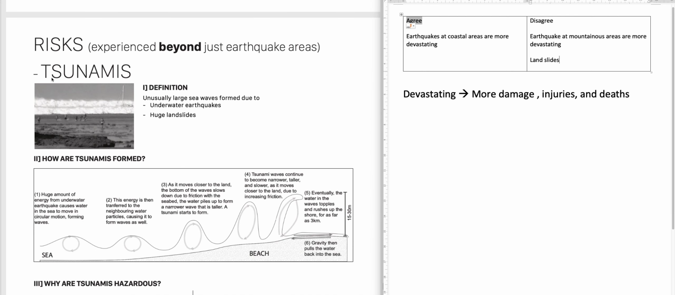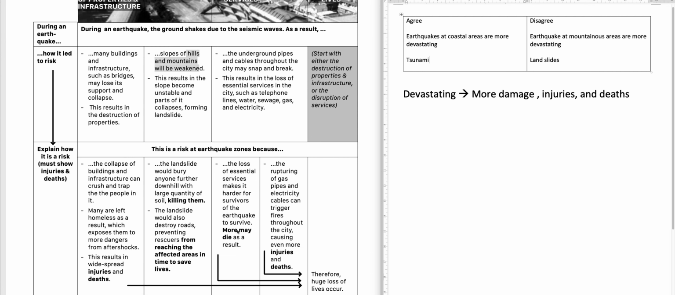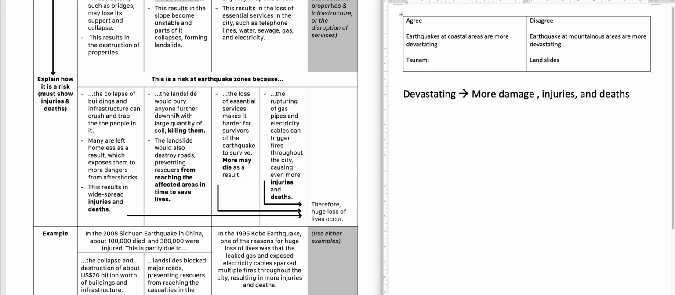Tsunamis, do they happen more at coastal or mountainous areas? Well, tsunami is a coastal thing. So I just need to describe first that an earthquake at a coastal area will lead to tsunamis, what a tsunami is, and then explain why it is devastating: how it causes more deaths and destruction. For mountainous areas, same thing. I need to describe what a landslide is, how earthquakes lead to landslides in mountainous areas, and then explain how it is devastating, how it kills people, injures people, causes damage.